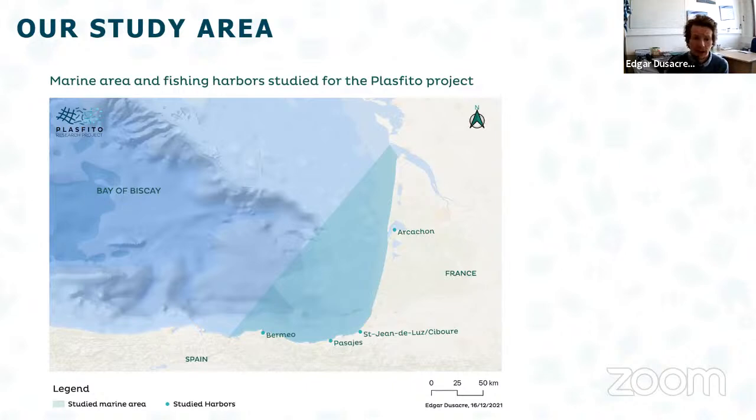This is the Bay of Biscay, and we are working between the estuary of La Gironde and the end of the Basque Country region in Spain. So with 4 ports of interest: Arcachon, Saint-Jean-de-Luz-Ciboure for France, and Pasajes or Pasaia, and Bermeo for Spain.